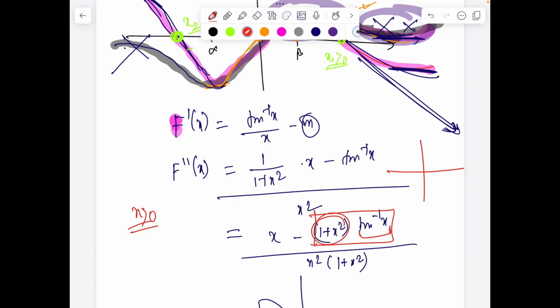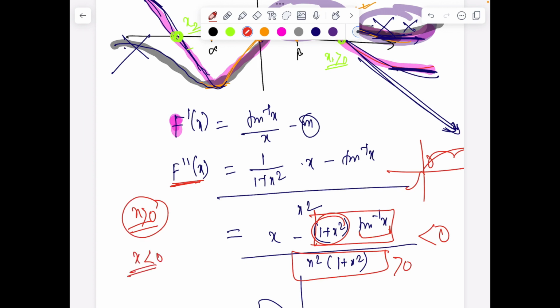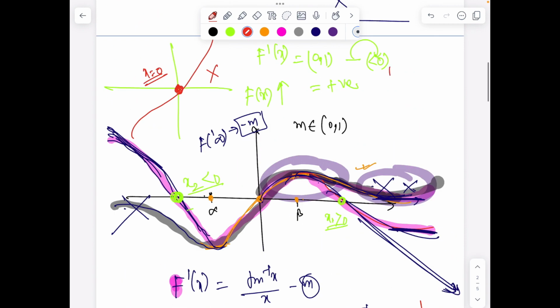And now we can clearly see for x greater than 0, since this quantity is always more than x and tan inverse x is already positive for x greater than 0, right? So this quantity will be negative because the denominator is strictly positive. It means f double dash x is negative for x greater than 0. And what if x is less than 0? If x is less than 0, this quantity is negative, this is strictly positive, so overall the numerator will be negative, the denominator is positive, so for x less than 0, f double dash will be less than 0.